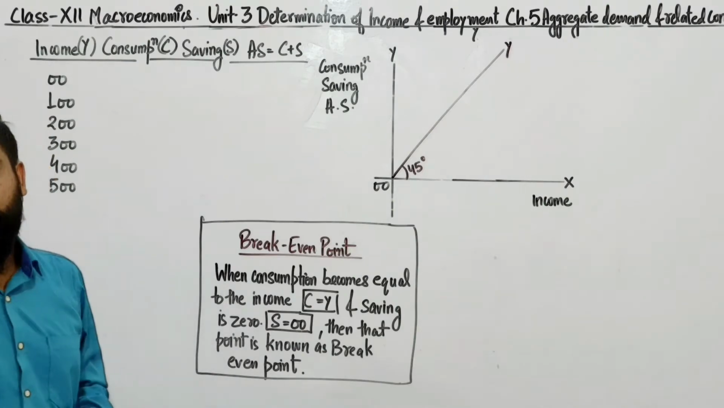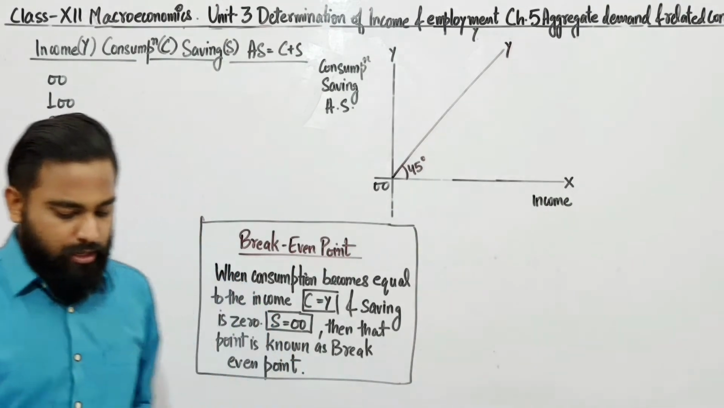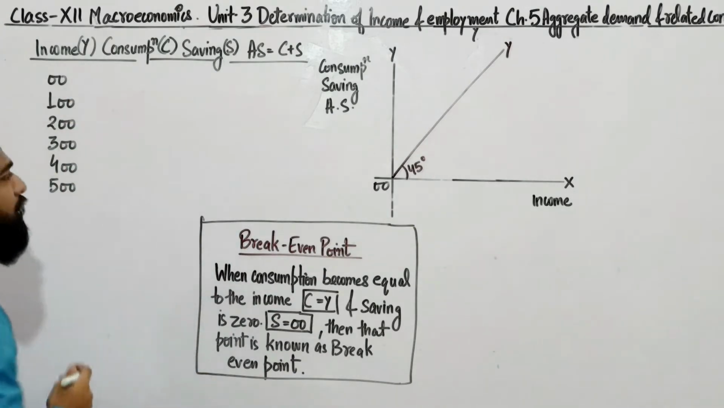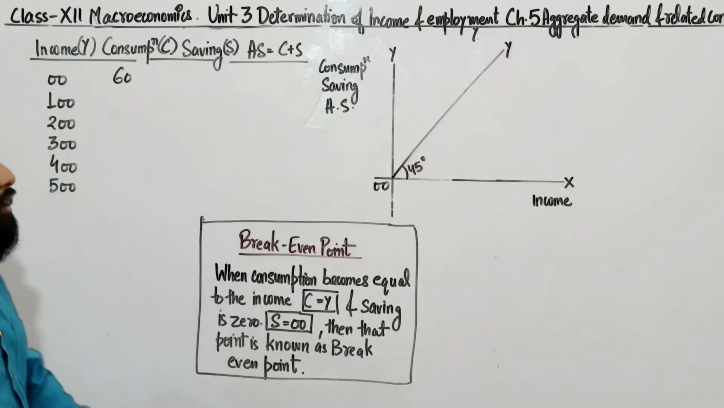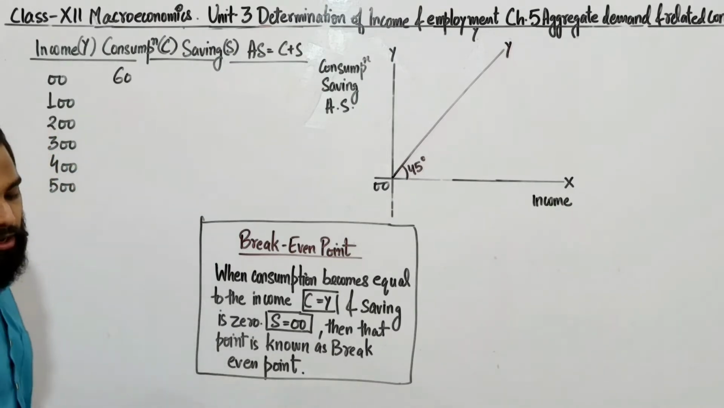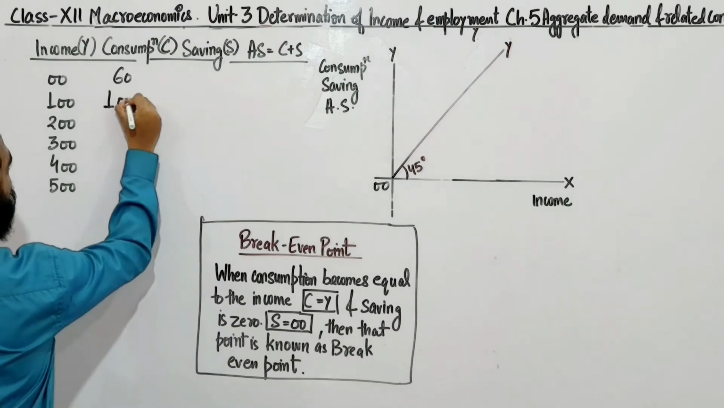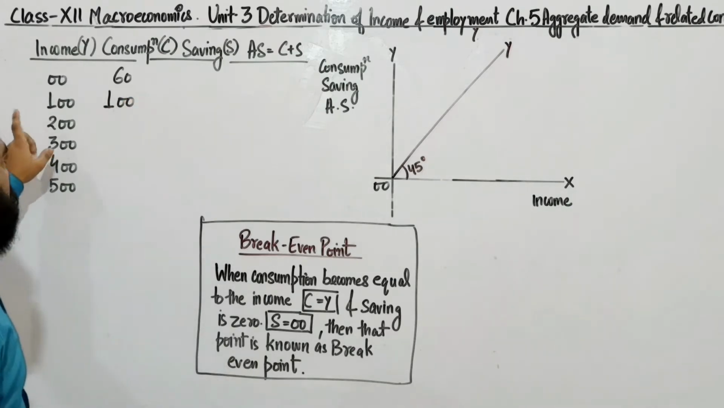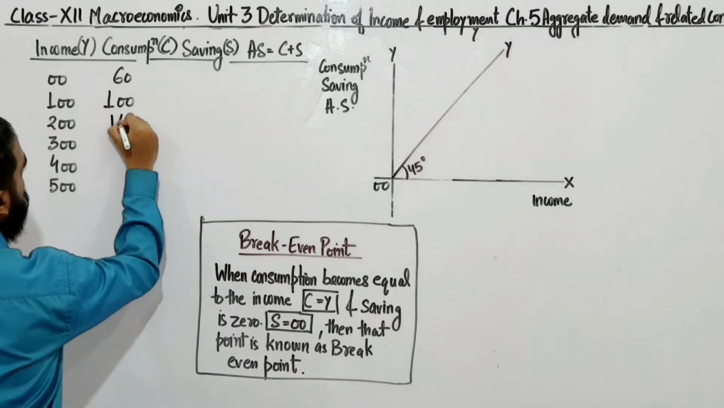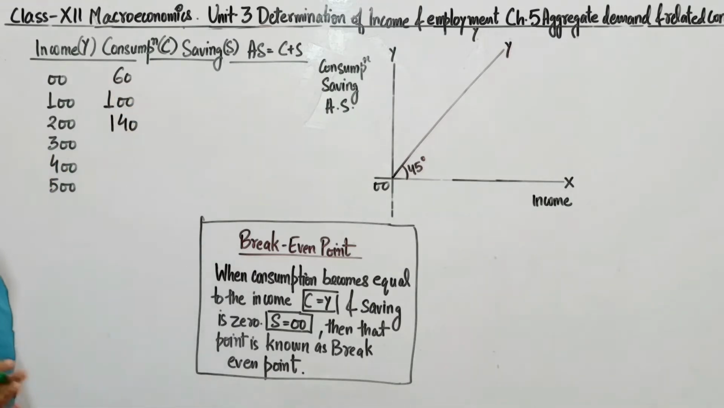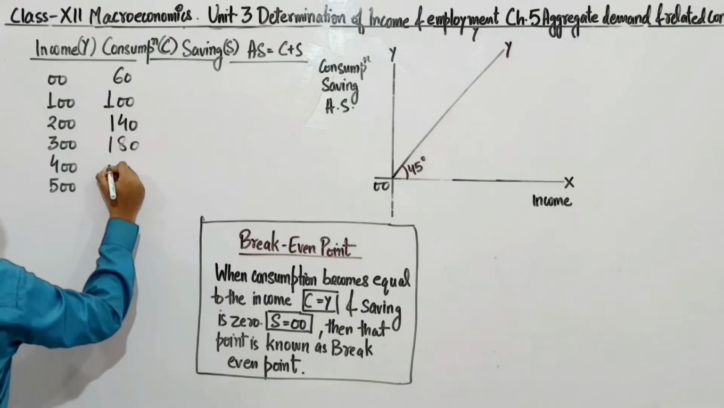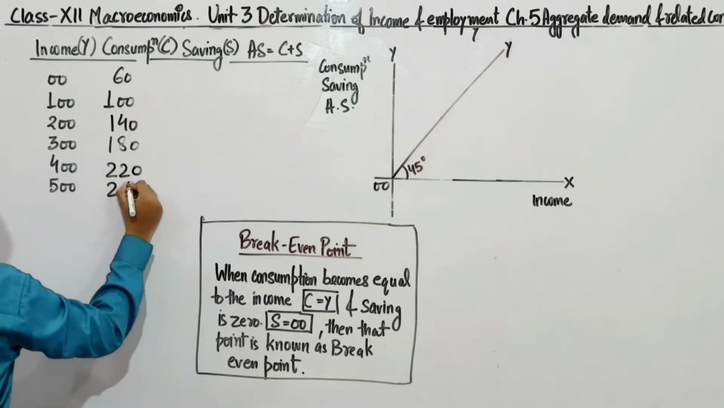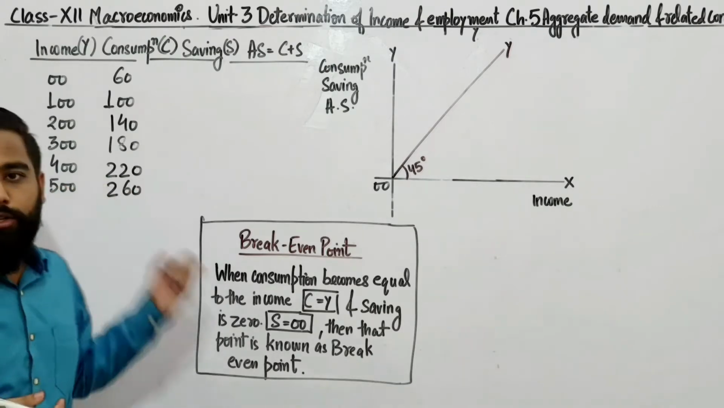Now let's start with the consumption. Suppose at 0 level of income, I have taken consumption of 60. Fine. Now at 100 I am going to take 100, and at 200 I am taking 140. I am increasing it by 40. Fine. It is increasing at a constant rate, that is 40 plus 40 plus 40, which is 180, plus 40 which is 220, plus 40 which is 260.